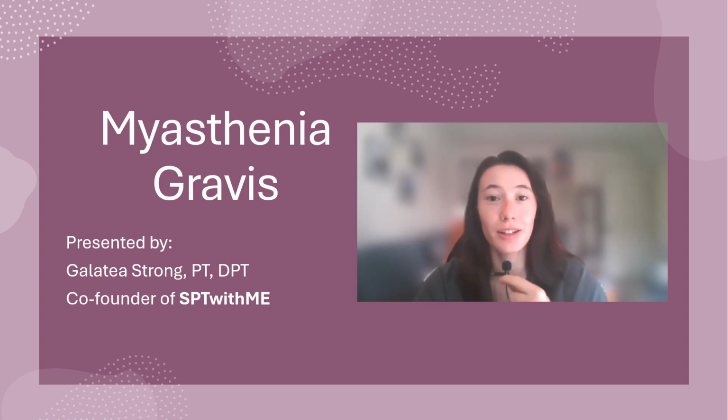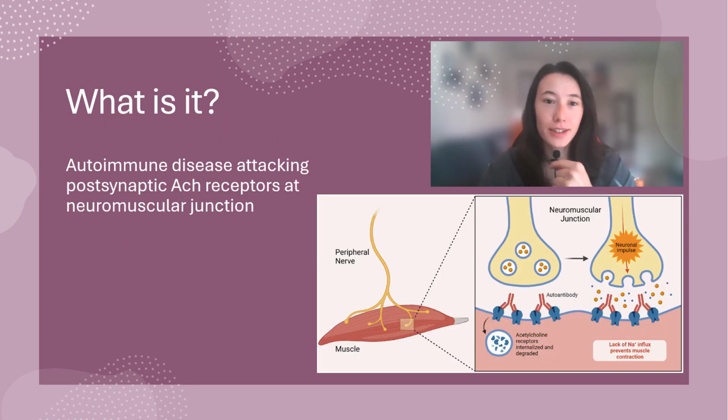Now, onto what you're actually here for, let's talk about myasthenia gravis. Myasthenia gravis is an autoimmune disease. So this means that the body is attacking itself. What's happening on a physiological scale is that the body creates autoantibodies that attack our acetylcholine receptors on the postsynaptic cleft of the neuromuscular junction. So let's break that down.